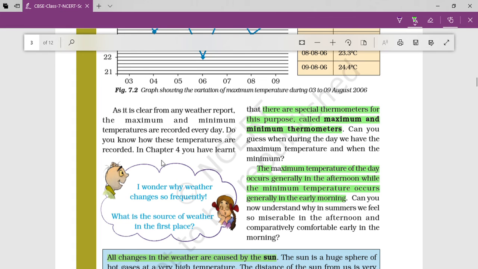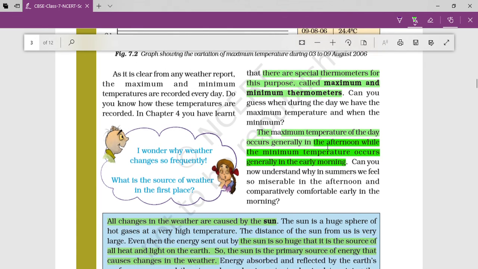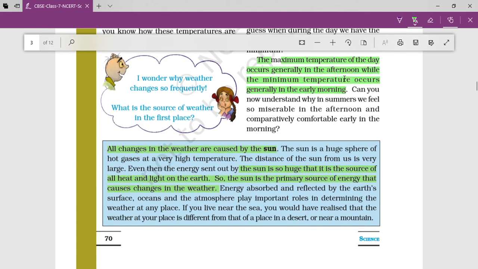So do you know how these temperatures are recorded? There are special thermometers for this purpose called maximum and minimum thermometers, which we use to record the maximum and minimum temperature. The maximum temperature of the day occurs generally in the afternoon, while the minimum temperature occurs generally in the early morning.